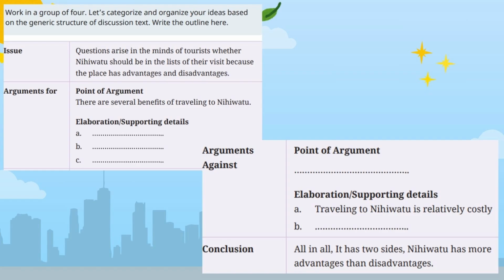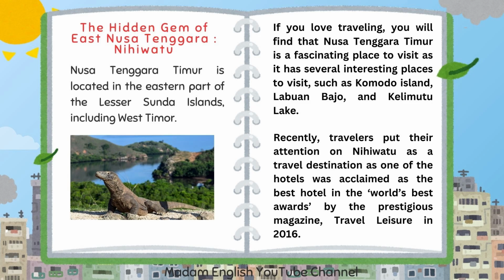Now students, let's do this writing activity. Work in a group of 4. Let's categorize and organize your ideas based on the generic structure of discussion text. Write the outline here. You can pause the video and write the task on your notebook. Now, read the text about the hidden gem of East Nusa Tenggara, Nihiwatu.